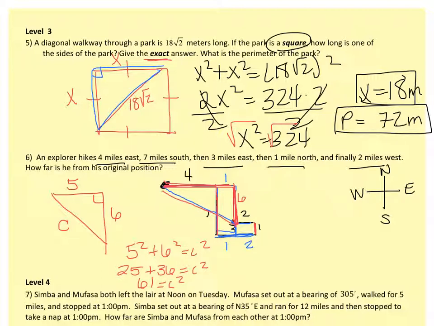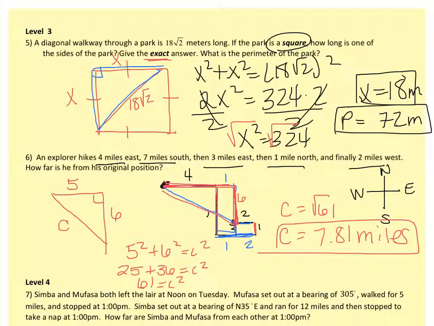And if I take the square root of both sides, C will equal 7.81 miles. And that's level 3's. So go ahead and try the practice and let me know if you've got questions.